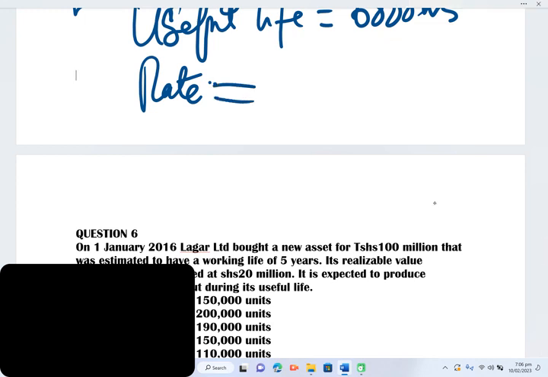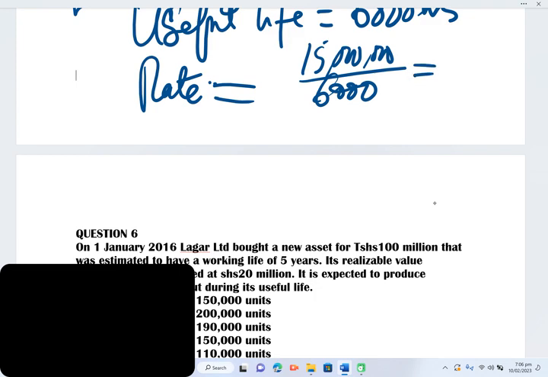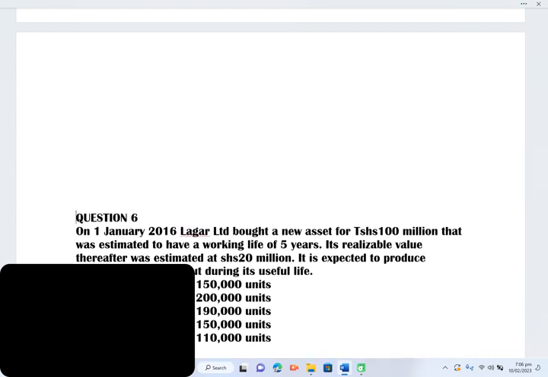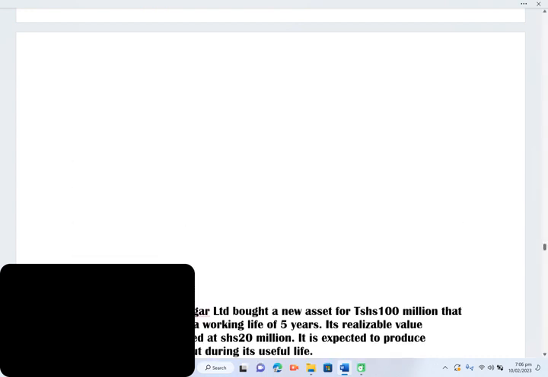Unapata ngapi? Kwa 15 gawanya kwa F6. Rate ni 15 gawanya kwa ngapi? Unapata ngapi? 25 kamili. Unasema rate of depreciation. Fanya.